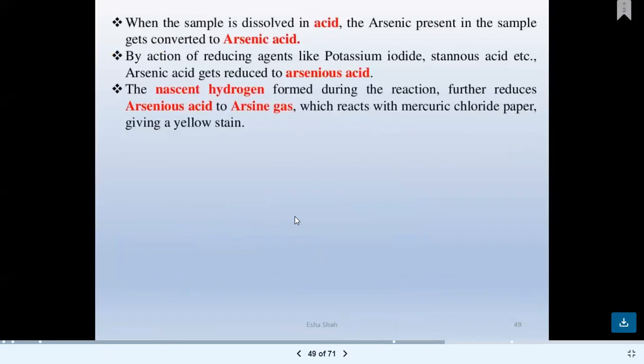Next, the sample is dissolved in acid; initially the sample is dissolved with HCl. The arsenic present in the sample gets converted into arsenic acid, and the reducing agents, that is potassium iodide and stannous chloride, etc., act on it. The formed arsenic acid gets reduced to arsenious acid. The nascent hydrogen formed during the waiting period of 40 minutes further reduces the formed arsenious acid to arsine gas, which reacts with the mercuric chloride paper, giving a yellow stain.